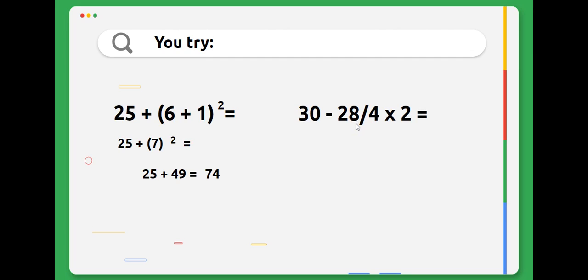Okay, you should have divided first. So you should have said 28 divided by 4 is 7 times 2. Now, here you should have said multiplication is more important than subtraction. So 30 minus 14, that should have gotten you 16.